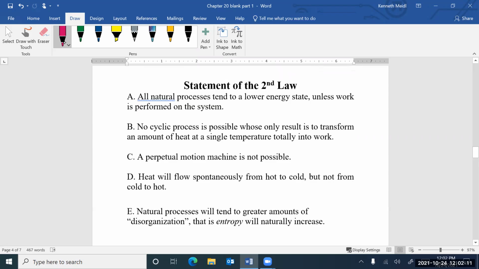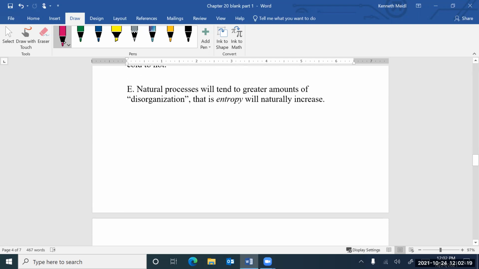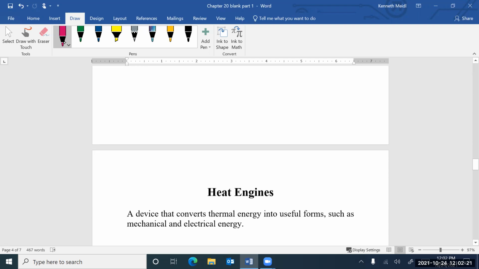Letter B, no cyclic process is possible whose only result is to transform an amount of heat totally into work at a single temperature. Okay, so for us, a heat engine is going to be a device that converts thermal, that is heat energy, into useful forms such as mechanical and electrical. And so, this is how, if you live in Modesto, probably how you're getting your electricity.